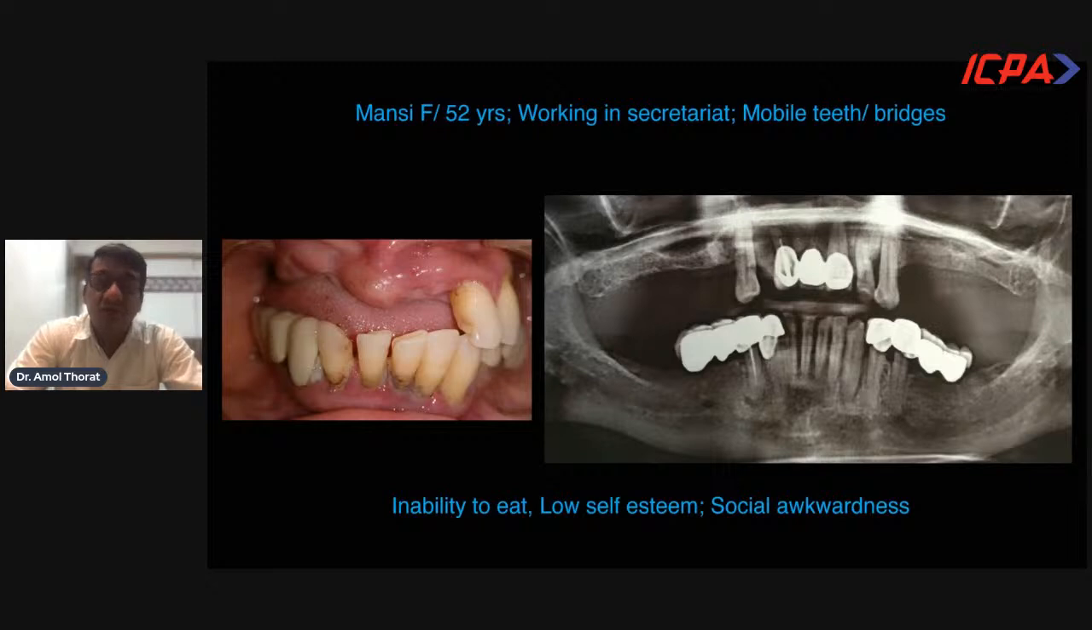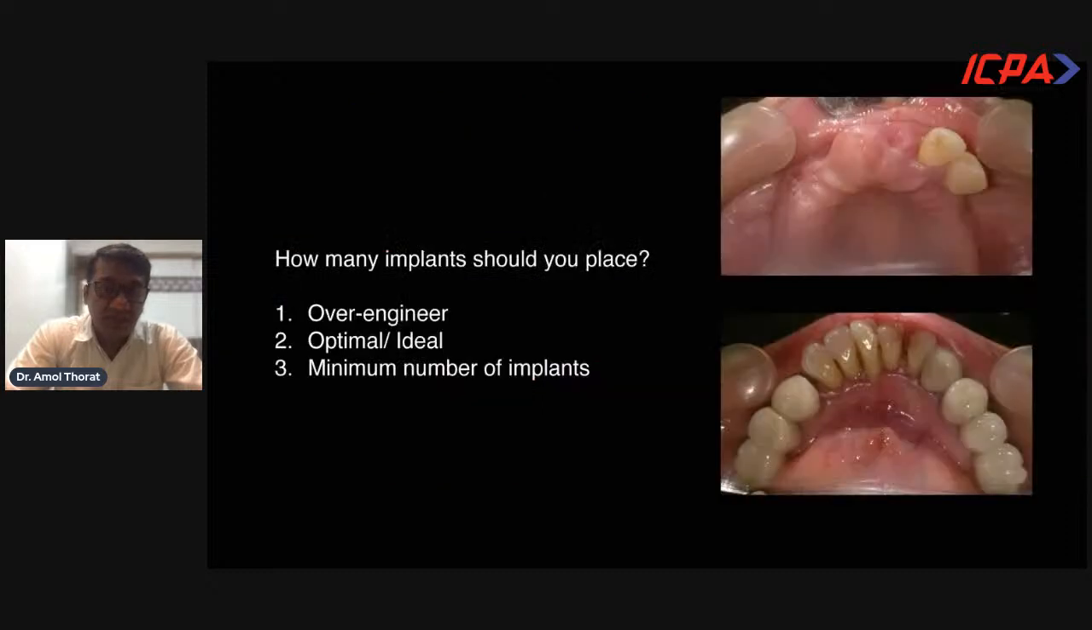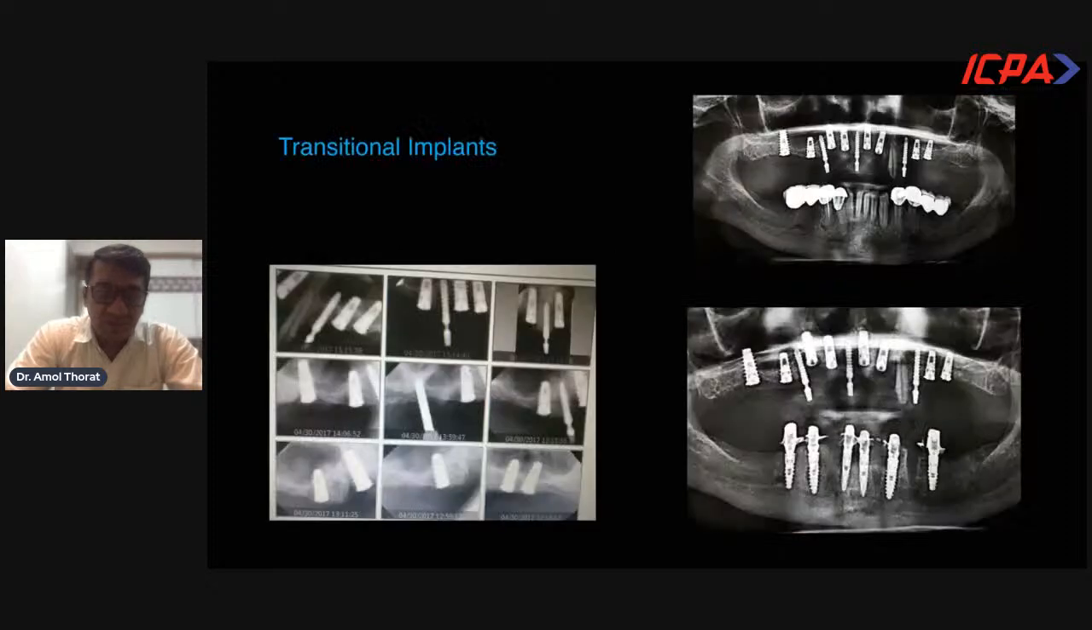And when we do any augmentation procedures, ideally we should not be loading our implants. So what I did in this case: this is the intraoral photograph, upper and lower occlusal views. These lower teeth, even though you are seeing them, are all grade 2, grade 3 mobile. So there is no point in saving them.